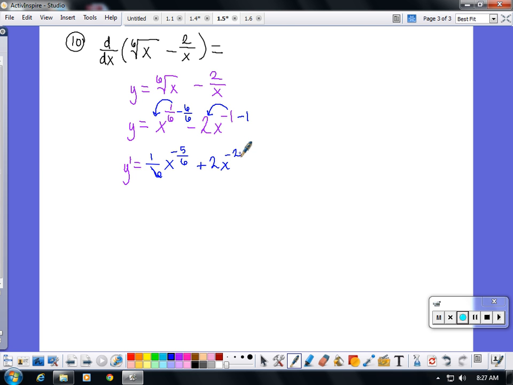So to simplify this thing, y prime equals 1's on top, 6 is on bottom, drop your 5/6 to the bottom to make it positive, plus 2's on top, and drop your x to the bottom with a +2 to make it positive.